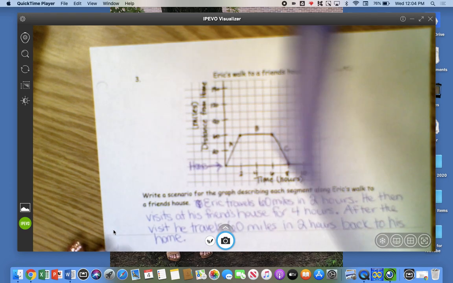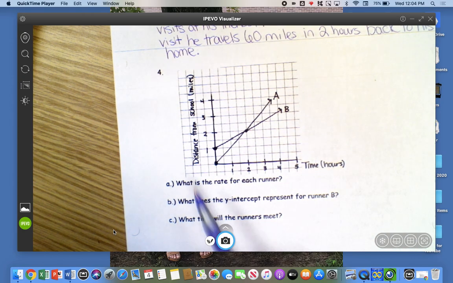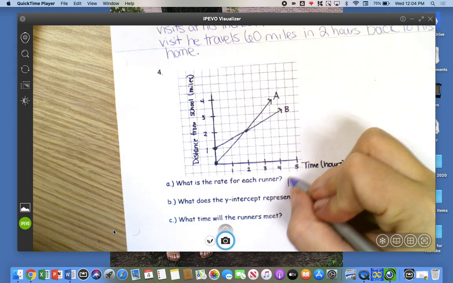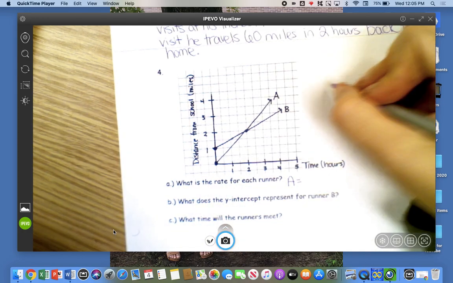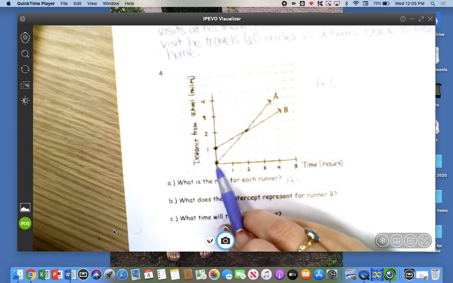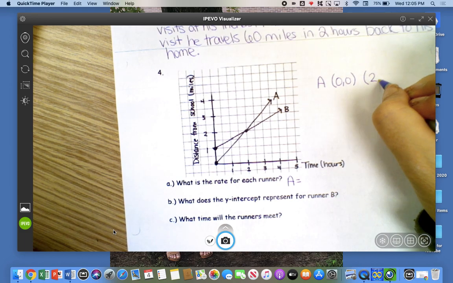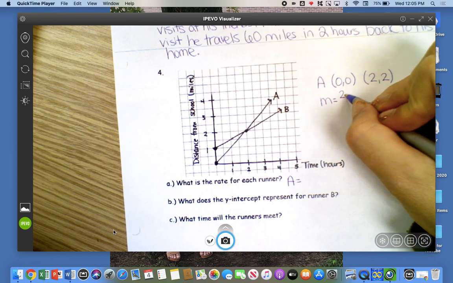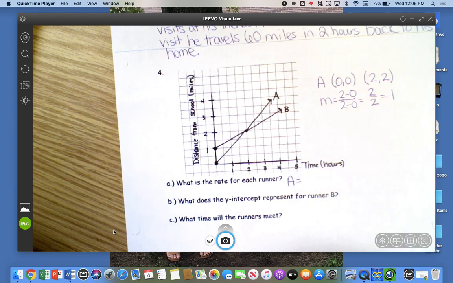All right, and then our very last example, we are dealing with distance from school, kind of like the one we did yesterday in our notes. So the rate for each runner. All right, so let's see, runner A is this example here. And if you guys want, you're more than welcome. For runner A, you can see 1 point on runner A's line is 0, 0, and the second point is 2, 2. So then you can simply just count slope. You could do the slope formula, and we would get 1.